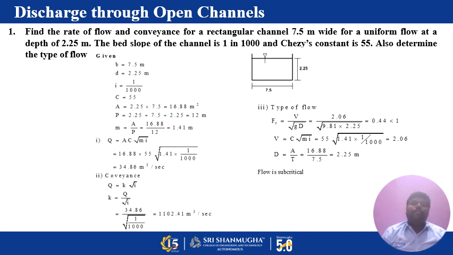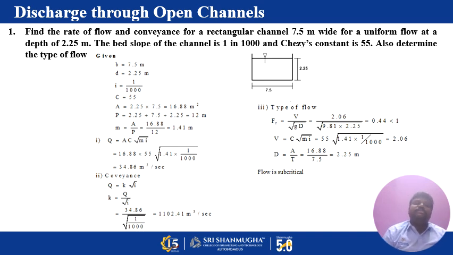Find the rate of flow and conveyance for a rectangular channel 7.5 meter wide for a uniform flow at a depth of 2.25 meter. The bed slope of the channel is 1 in 1000 and Chezy's constant is 55. Also determine the type of flow. According to the Froude number, we should categorize which type of flow, either it is subcritical, critical or supercritical.